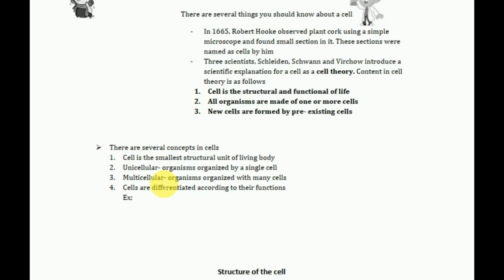That's why in the second point, unicellular organisms are organized by a single cell, and multicellular organisms are organized with many cells. And the other thing: cells are differentiated according to their function. What do you mean by that? If I say the human body, it's not made of the same type of cells. It's made of different types of cells.